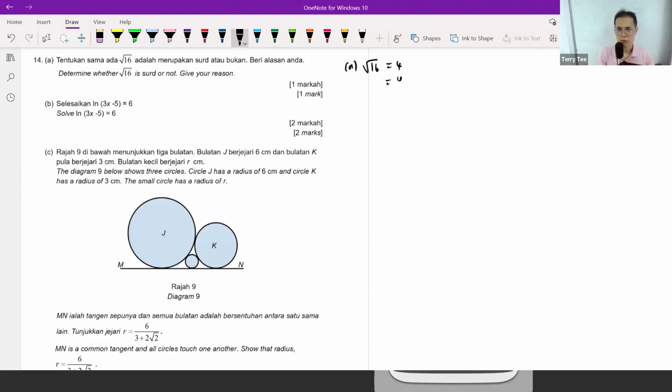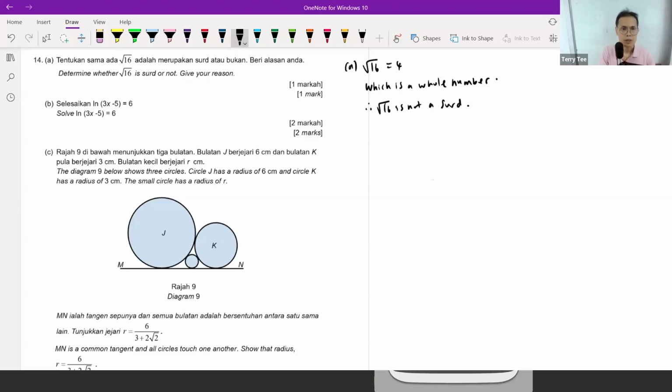You can write this as 4/1, which is a whole number. Therefore, square root 16 is not a surd. If you can evaluate it exactly, it's a whole number. You can even say it's 4/1, which is a rational number. A surd is a form of irrational number. You cannot square root it and get a whole number.